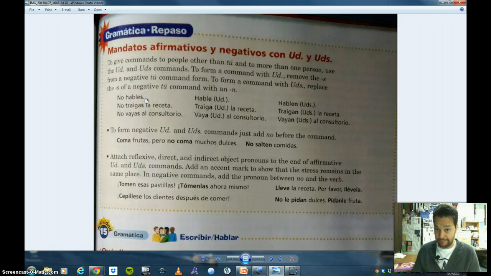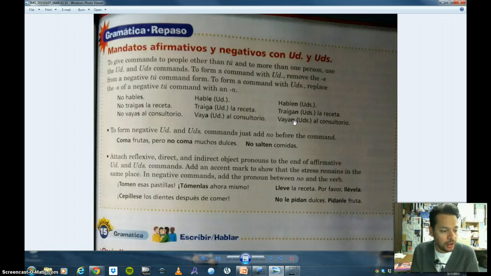No hables. All right, now we take the S in hables, replace it with an N. Now you're telling everyone to speak. Hablen. No traigas. Same procedure. Replace the S in traigas with the letter N. Traigan. No vayas. Replace that S with an N. Vayan. And now you know how to tell a group of people to do something.